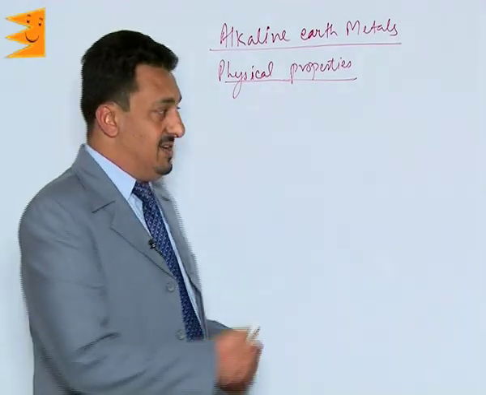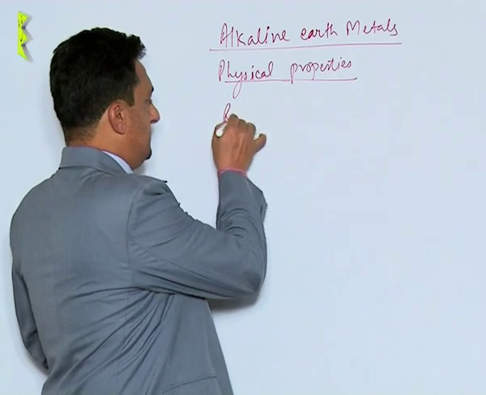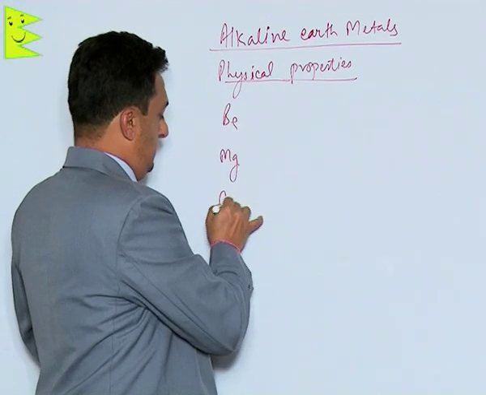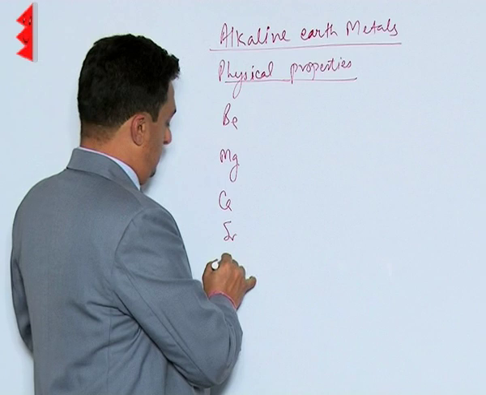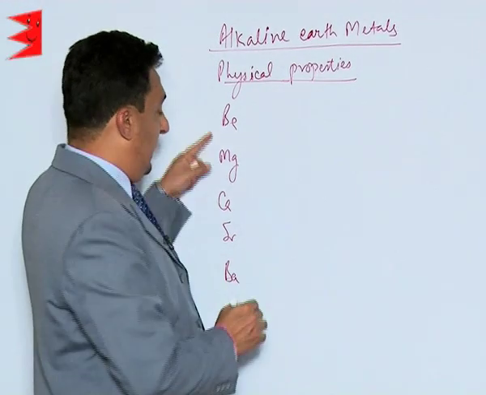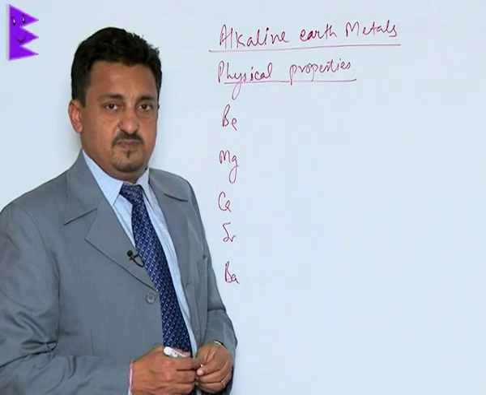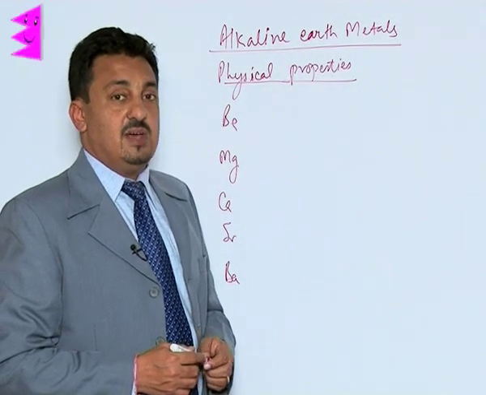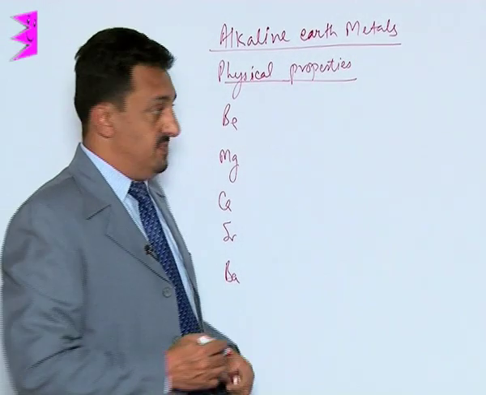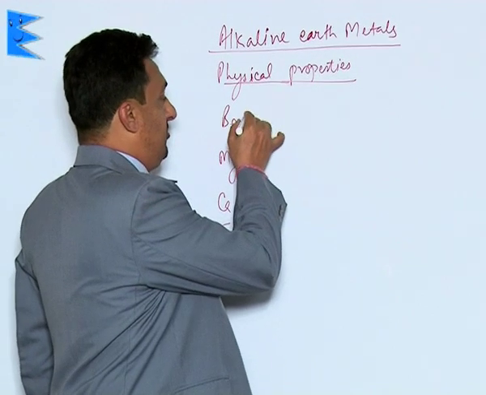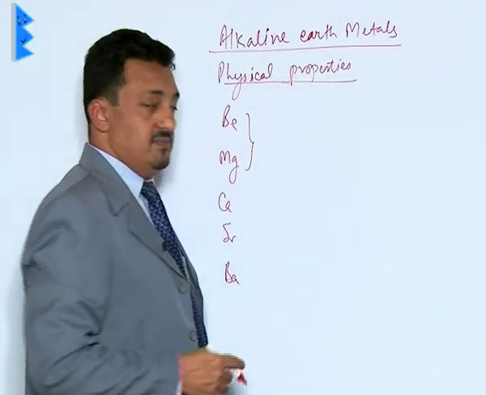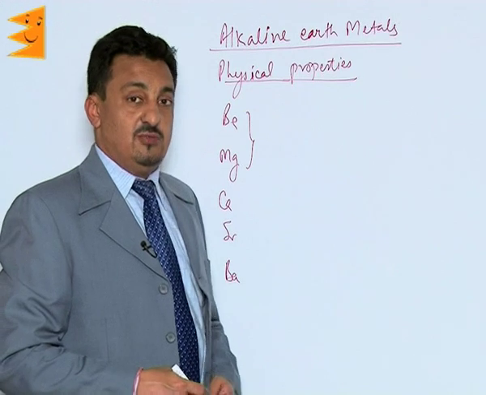And what we can say is that since their size increases down the group, their melting points will also decrease. Now let us talk about the flame coloration. Beryllium and magnesium, due to very high ionization energy, don't impart any color to the flame.